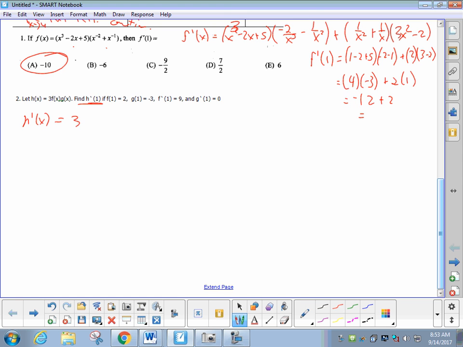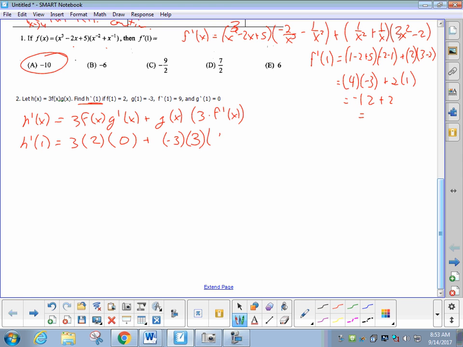So, by product rule, first stays the same, 3 f of x. I'm just going to include the 3 with the f of x. You could put it all the way up front. Times the derivative of the second, plus second stays the same, times the derivative of the first. That's 3 times f prime. So h prime at 1 is 3 times f at 1, which is 2. g prime at 1 is 0. g at 1 is negative 3, and f prime is 9. So I get 0 minus 81. Did you get negative 81?